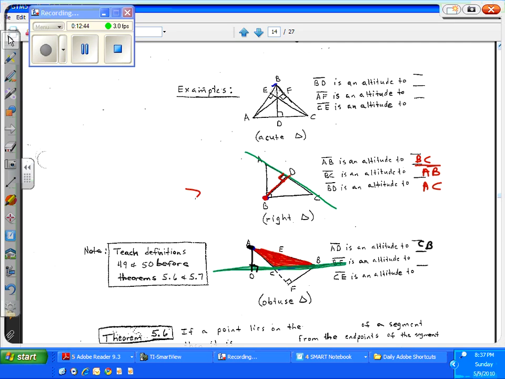So that altitude was outside the triangle. So here in this acute triangle, we have a situation where an altitude is on the inside. Here in a right triangle, we have a situation where the altitude is a side. And here in an obtuse triangle, we have a situation where the altitude is on the outside of the triangle.